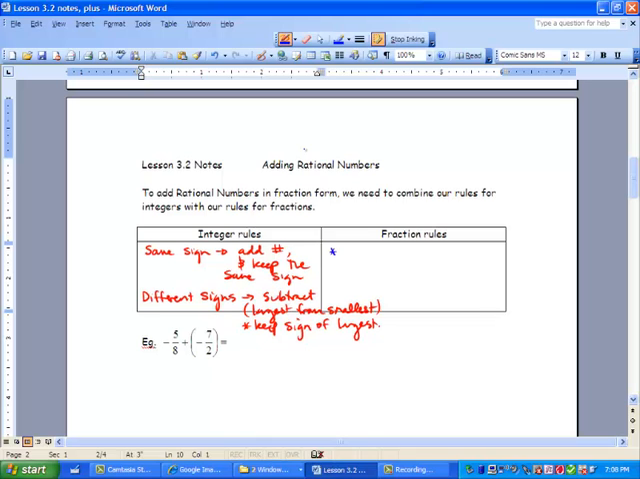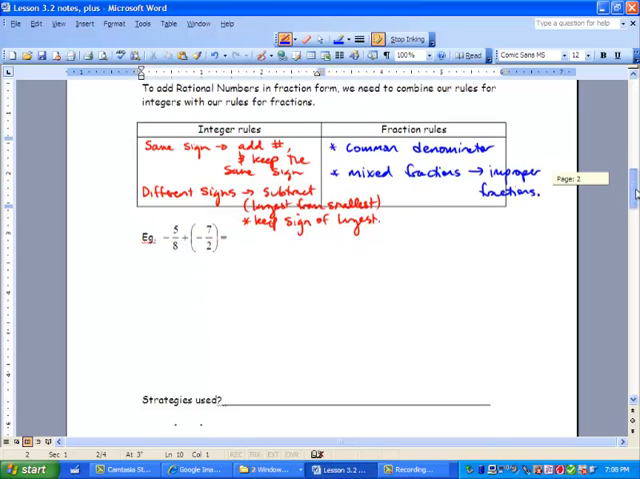When we add fractions, some fraction rules we need to be thinking about all the time: we always need a common denominator, and if they're mixed fractions, we need to put them into improper fractions.